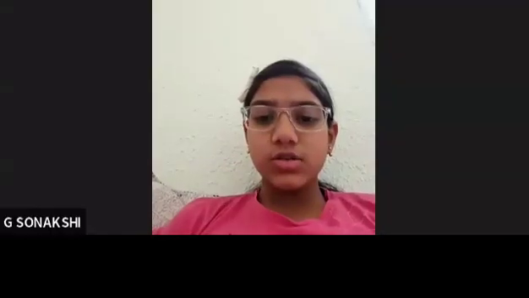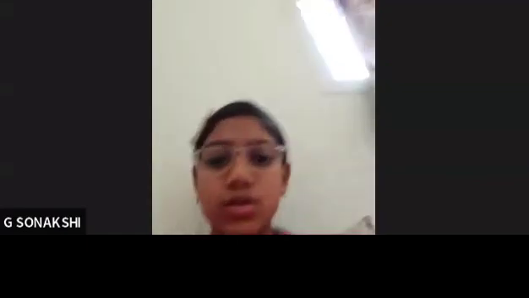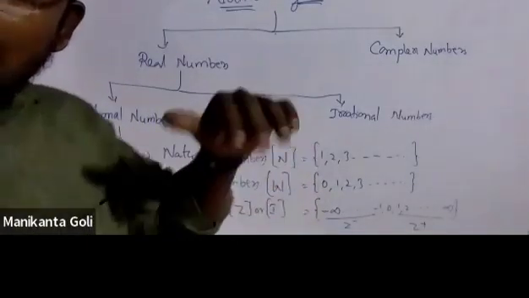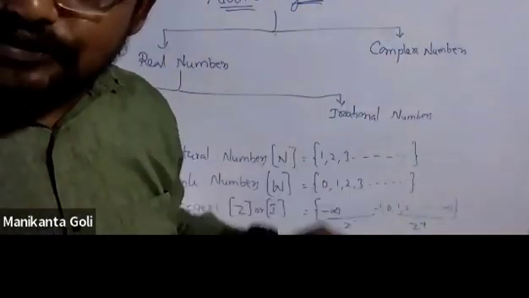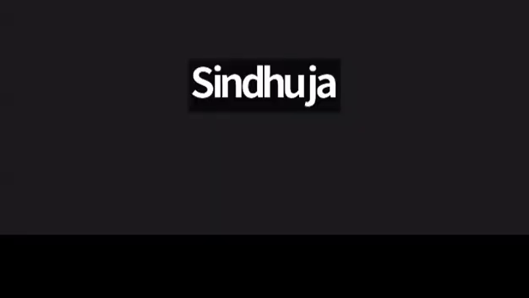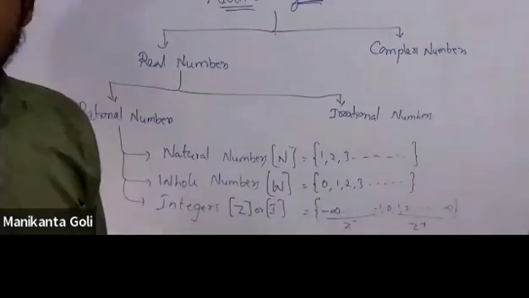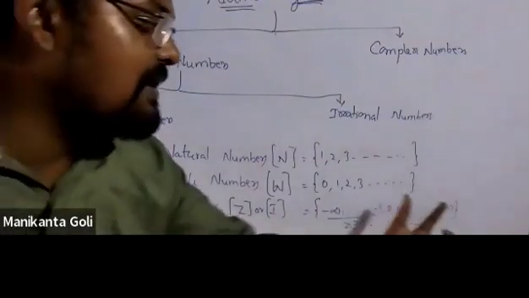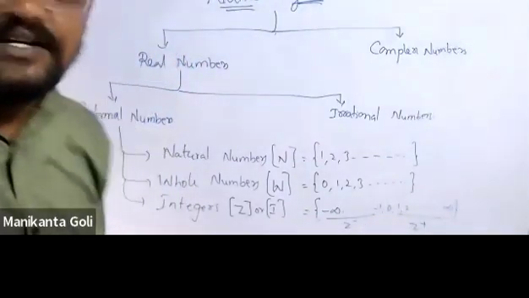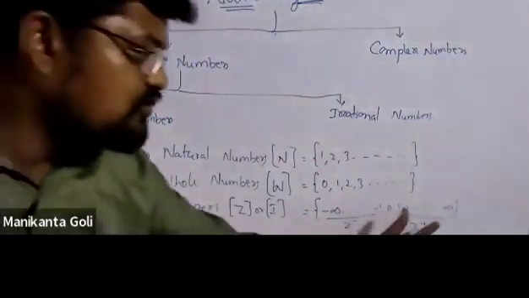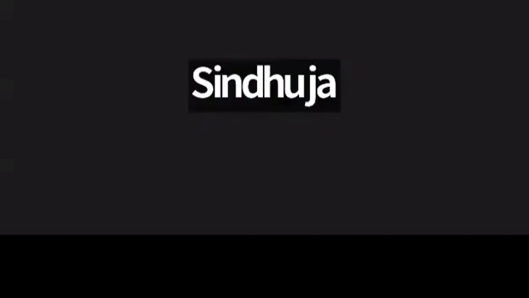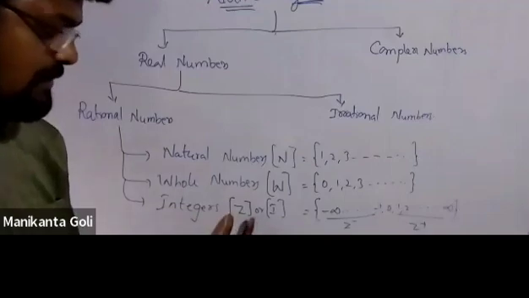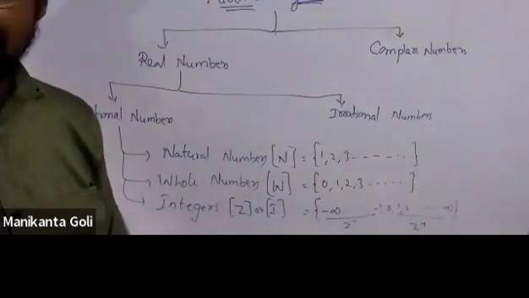Sir, what about 0? The definition of integers is positive numbers, negative numbers and 0, the combination of negative numbers, positive numbers and 0. The 0 is neither positive nor negative. That's why the combination of negative numbers, positive numbers and 0 is called integers. The positive integers are called Z plus, and negative integers are called Z minus. Total integers are denoted by Z or I.